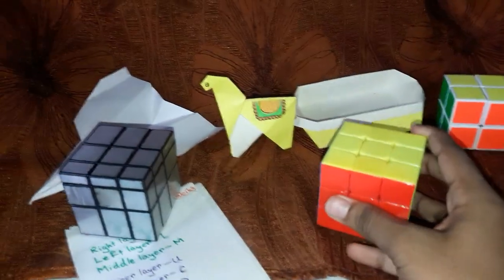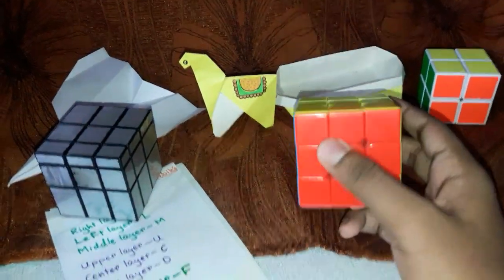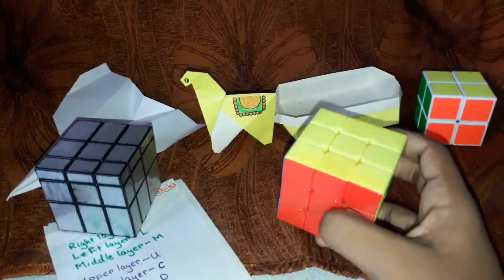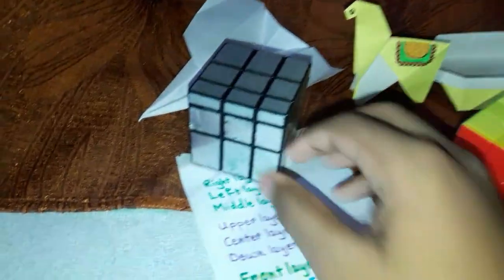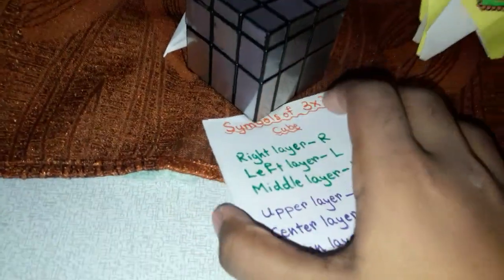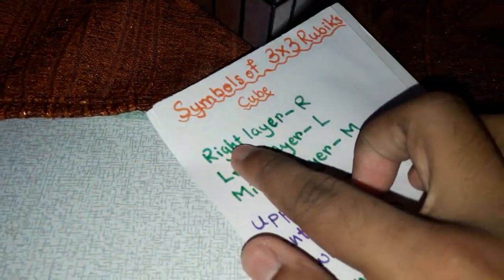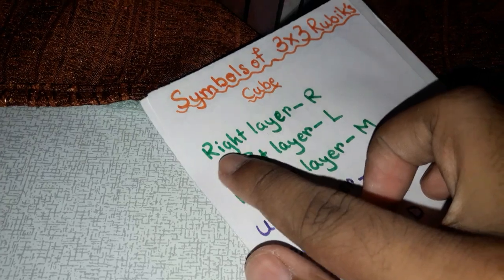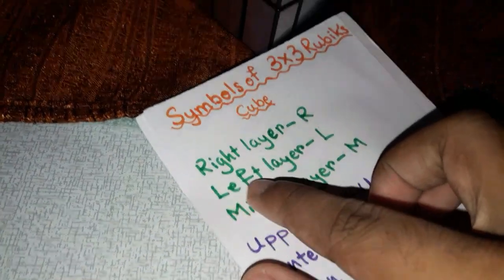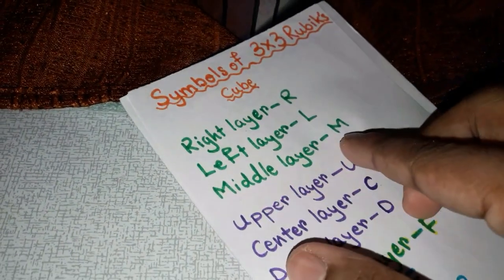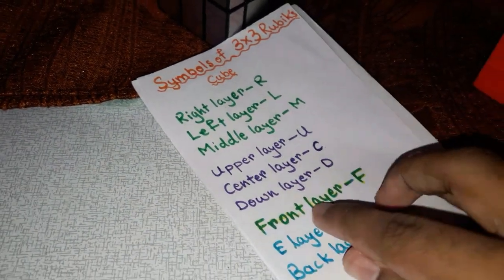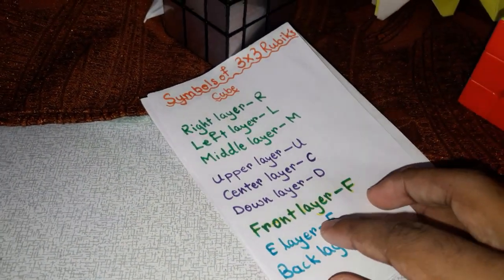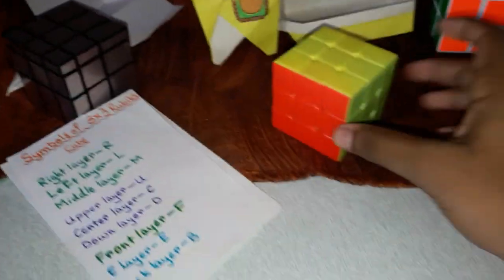At first, we have to see some basic notations. You will be seeing them on your screen as well. Right layer is shown with R, left layer L, middle layer M, upper layer U, center layer C, down layer D, front layer F, E layer E and back layer B. So let's explain this.